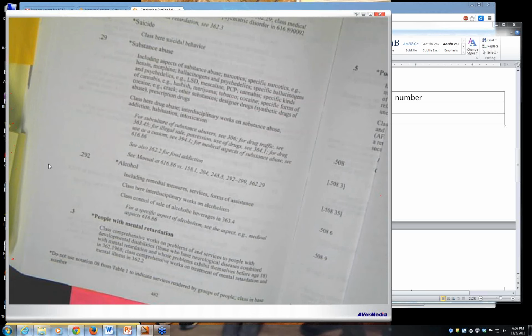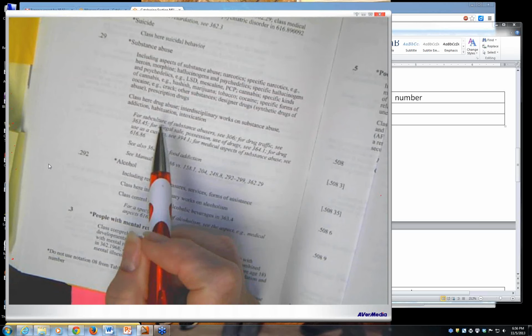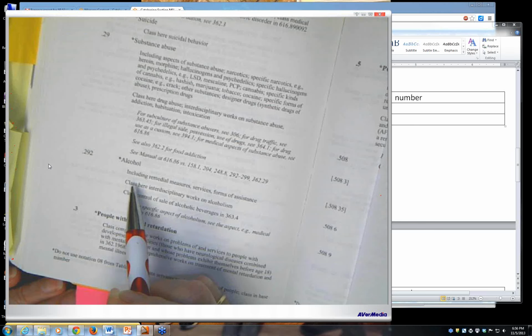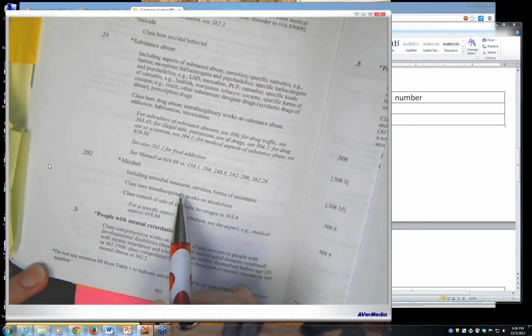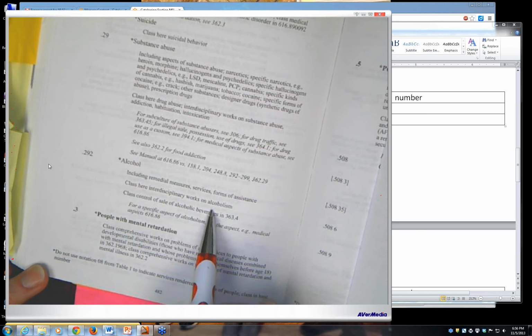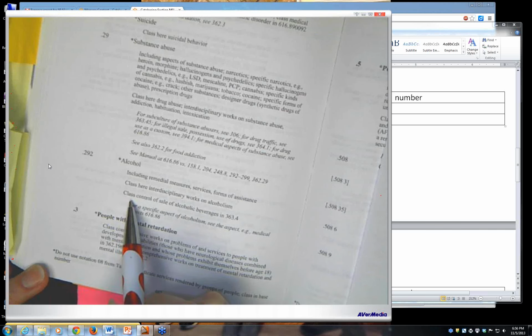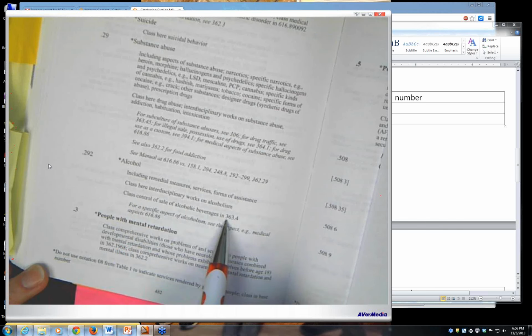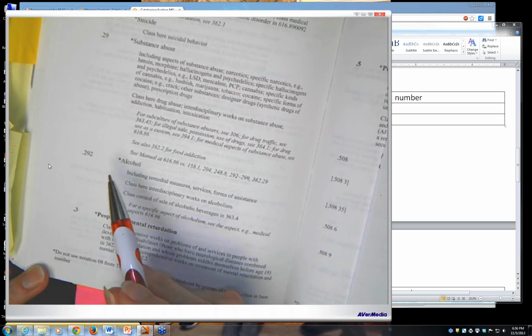So let's see if we can use Table 2. We look down through our notes, including remedial measures, services, forms of assistance. Class here, interdisciplinary works on alcoholism. Class control of sale of alcoholic beverages in 363.4. For a specific aspect of alcoholism, see the aspect. Okay, this doesn't tell me anything about geographic locations from Table 2. There is no add to base number.